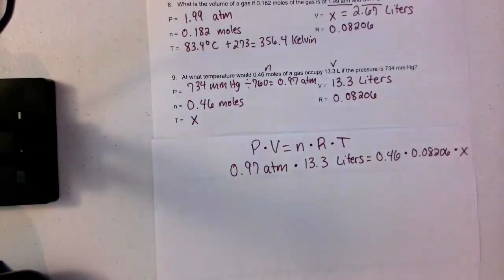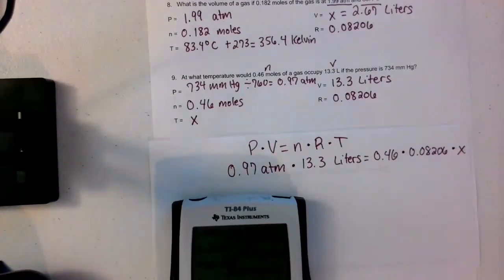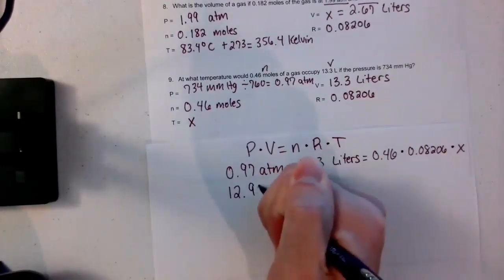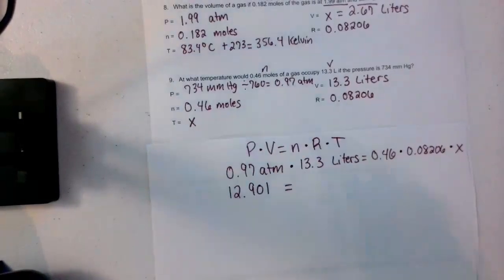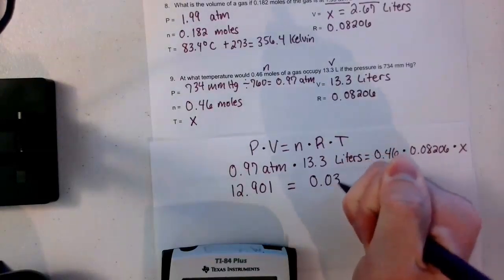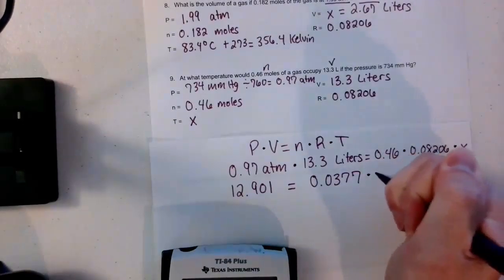Alright? So now on the left side, we're going to multiply these two numbers together. So we're going to multiply this 0.97 times 13.3. And that's going to give me 12.901. So on the left side here, I've got 12.901 equals, on the other side, we're going to multiply the 0.46 times 0.08206. And that's going to give me 0.0377. But we're still left with this times X.